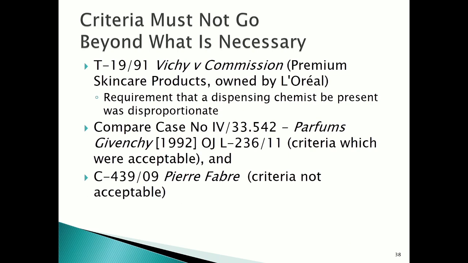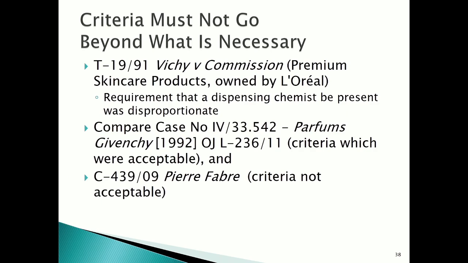The good had to be sold in the presence of a pharmacist, a dispensing chemist. What does that preclude? What manner of distribution does that prevent? What manner of sales? Sales over the internet. If a pharmacist had to be present, you couldn't sell it over the internet. So Vichy was attempting to use this, among other things, to get rid of internet sales.